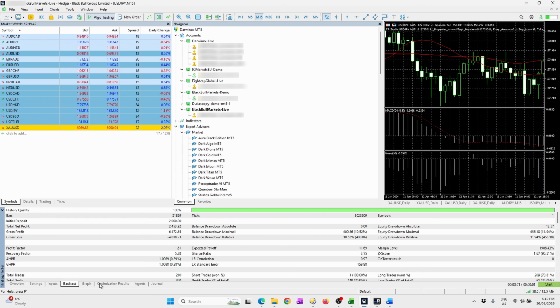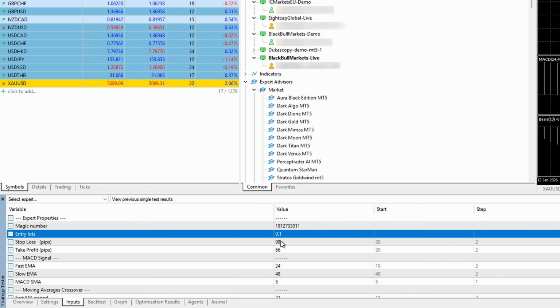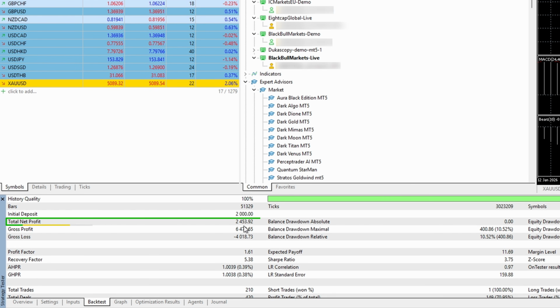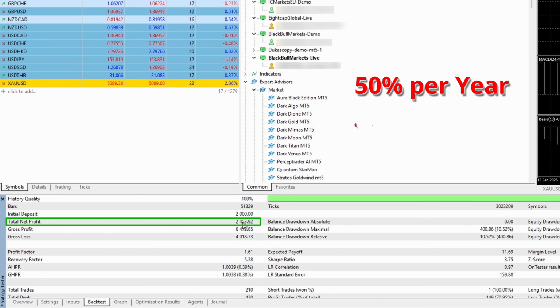And so what lot size did I say? I got lucky the first time and got the right amount. 0.1 lots on a $2,000 account. I anticipate quite a good profit there. That's made $2,500 over 2 years. So if we just simplify that maths and just call it 2,000, that's made 50% each year. Okay, so that's made actually about 4% a month, which is a very good return.